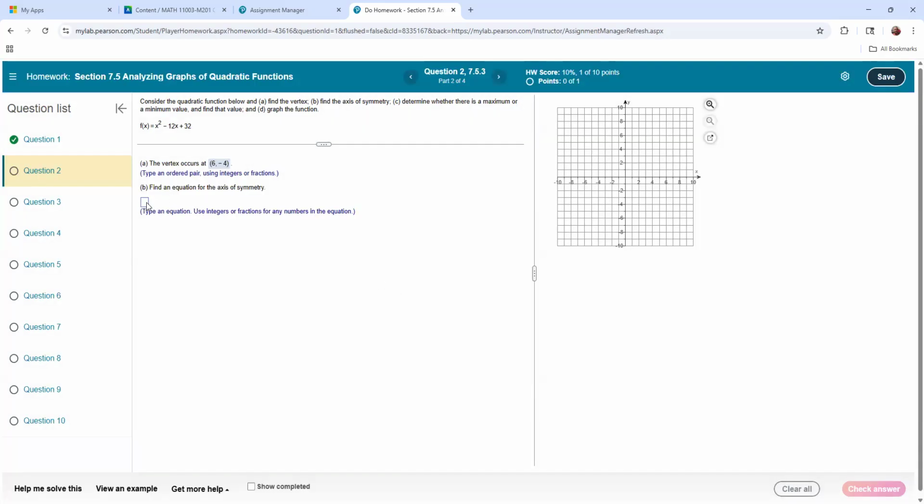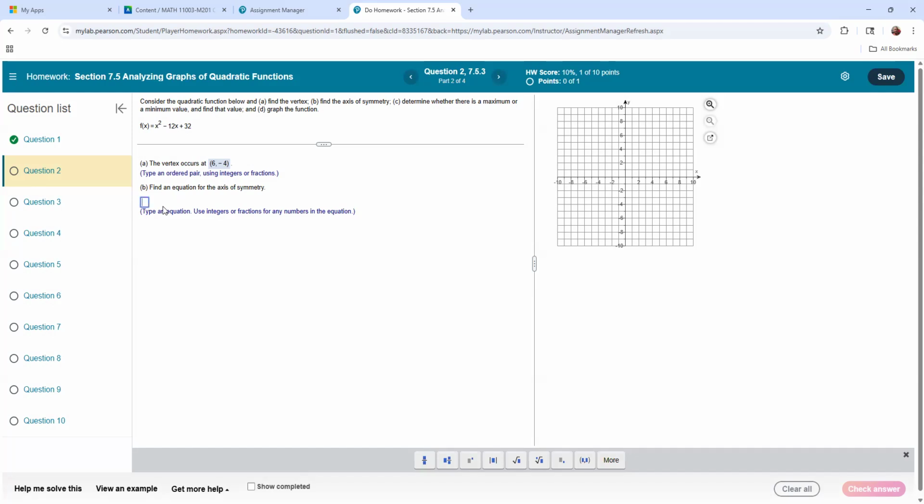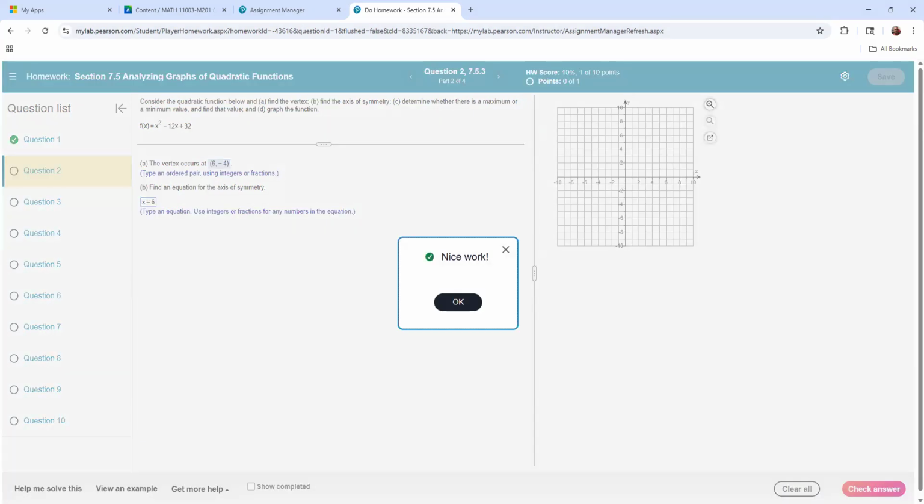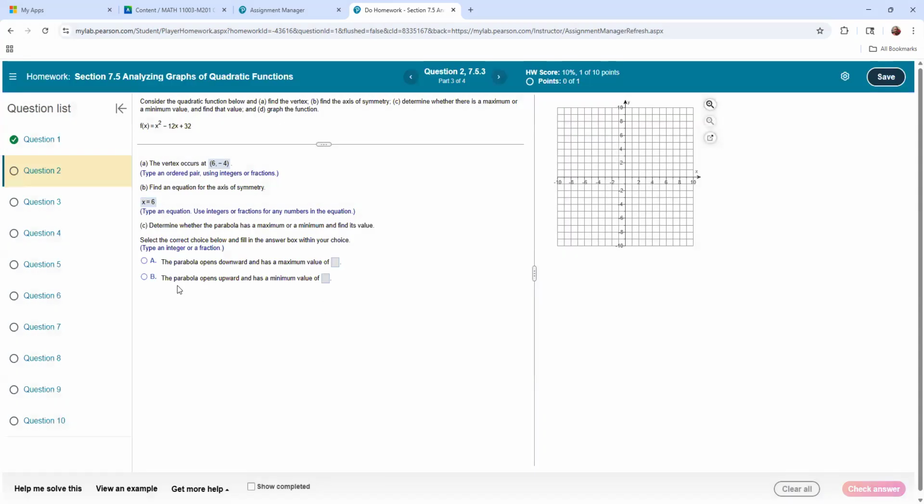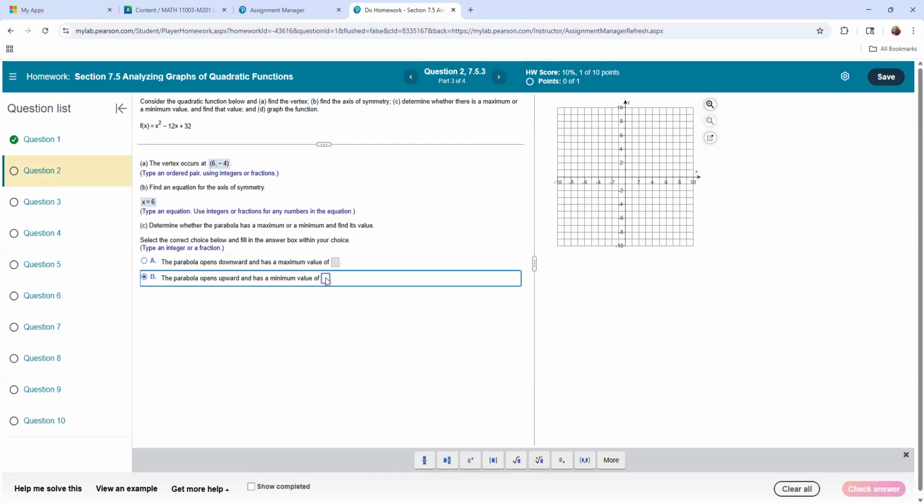It wants an equation for the axis of symmetry. We always said that was x equals 6 because that was our x value. So you're going to check that. We said since the x squared term was positive, we said we had a minimum. So here we got to go to B and check B for minimum. And that thing had a minimum value of -4, we said. So you're going to put that in. So you're only going to choose A or B on that part, okay?